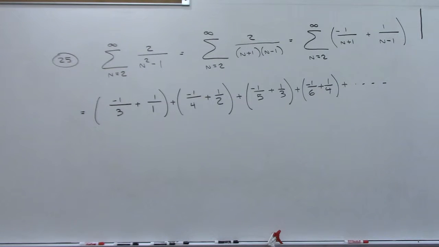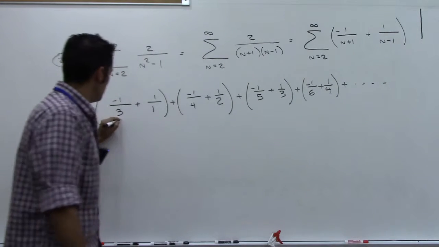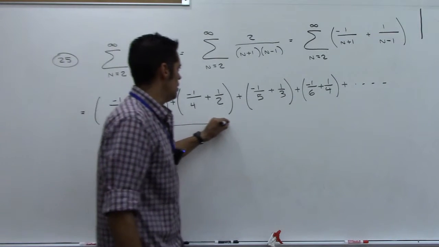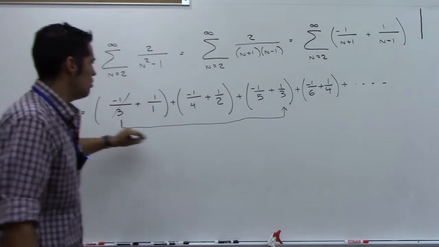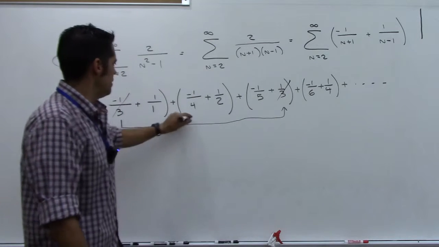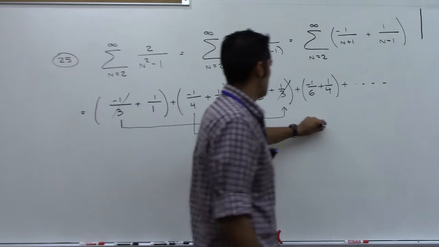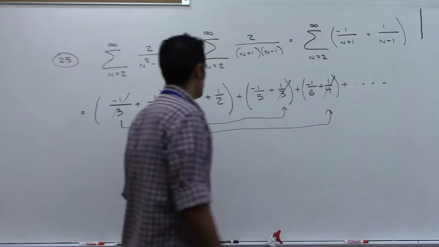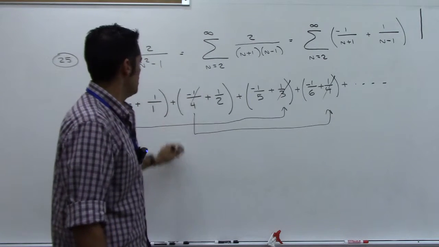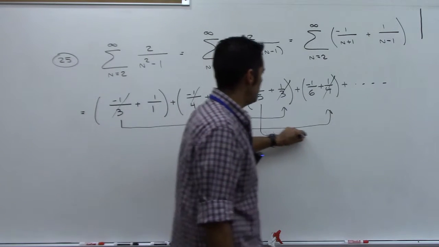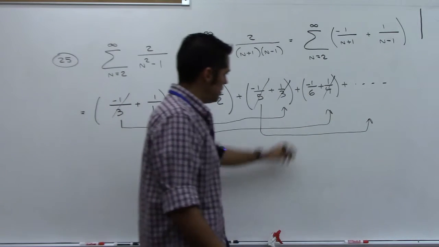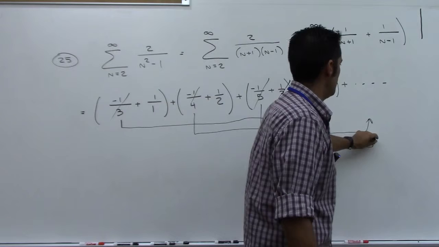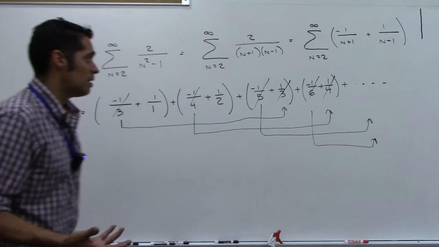So I look at this and I notice something. I notice that this -1/3 would actually cancel out with that positive 1/3. Those two would actually go away. And then the -1/4 would cancel out with this positive 1/4. And the -1/5 would probably cancel out with the 1/5 I would get down there. And the -1/6 would cancel with something I would get down there. So I'm noticing this is going to be a collapsing series.